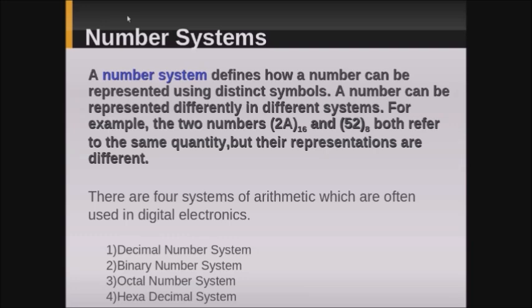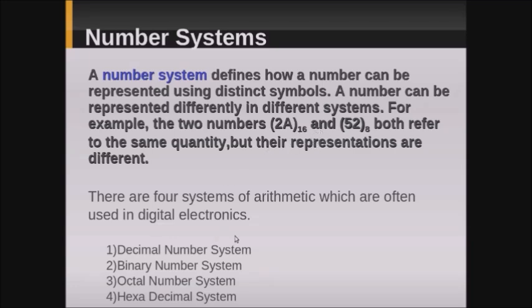Here you can see an example which I took, 2A, which is in hexadecimal format, and 52 in octal format. The value or the content of these two would be the same, the quantity of these two would be the same, but they are represented in different formats. So that depends on the application which you are using, right?